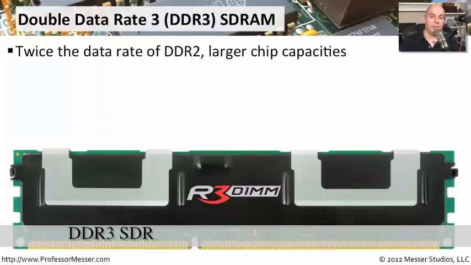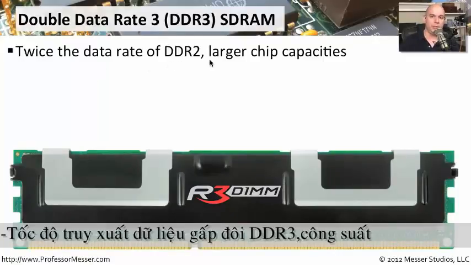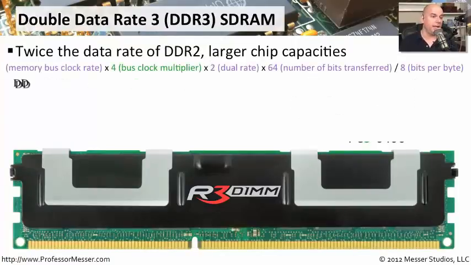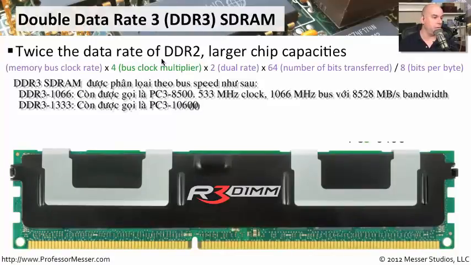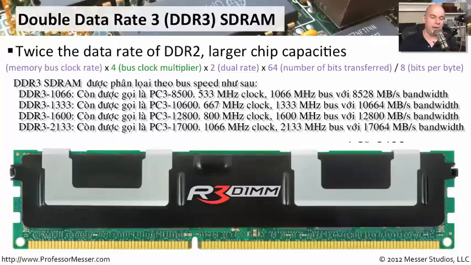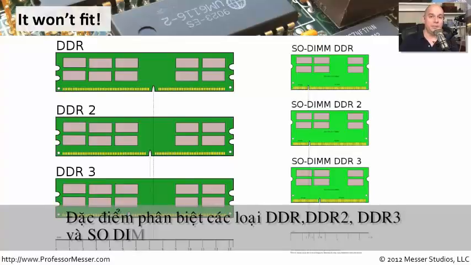The next generation of DDR memory is DDR3. And as you can expect, it's twice the data rate of DDR2. We even have much larger modules that we can use in our computers today. The formula is very, very similar. The only thing you're really changing is the bus clock multiplier, which means you can take your 100 megahertz memory clock rate, and once you do the equation, you come up with a peak data rate of 6,400 megabytes per second. And we can see here that we put a 3 on the end of the PC3 to designate that this is DDR3 memory.